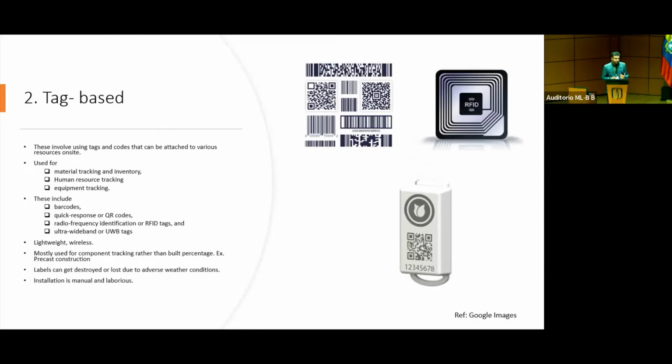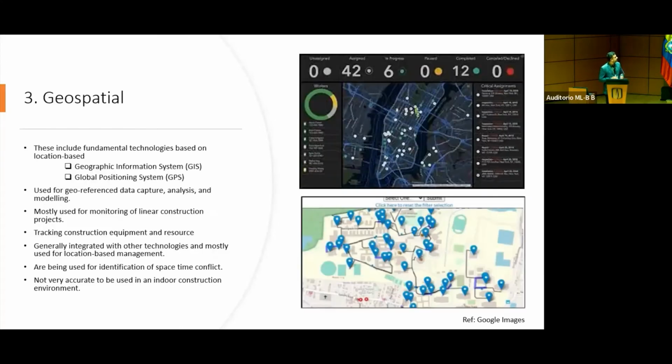Second are the tag-based methods. These include QR codes, barcodes, or RFID that can be put on construction precast elements. They are mostly used in projects where materials or machinery have to be tagged or classified. The installation is manual and laborious, which is a con. Next are geospatial technologies. These are not explicitly used, but are clubbed with other technologies for progress monitoring. They are mostly used to identify space-time conflicts, and they are not very accurate for indoor construction environments.